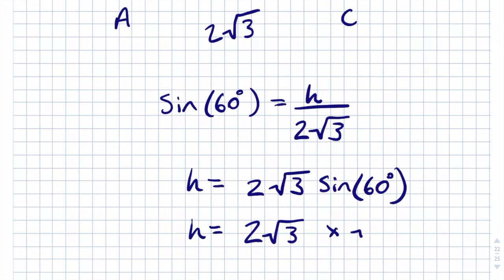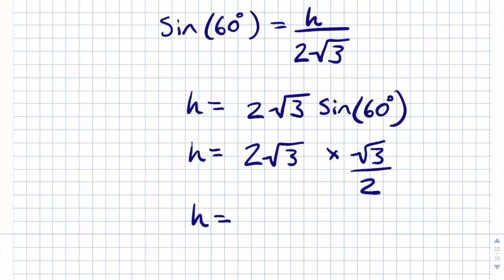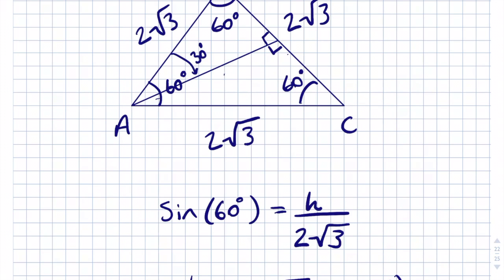And you should remember that that is root 3 over 2. And now if we simplify this, the 2's are going to cancel out, and then you're going to have root 3 times root 3, which is going to be 3. And now, of course, this length is 3. 3 is smaller than 2 root 3. So surely 3 must be our shortest distance.